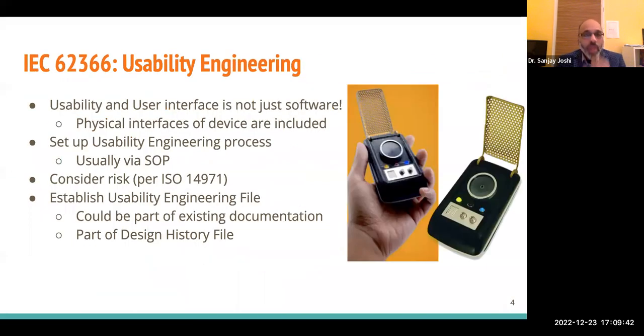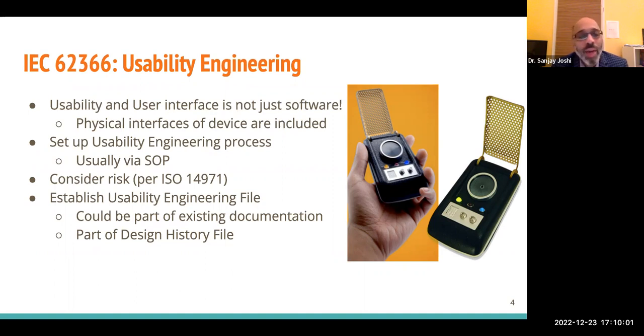Now we'll get into today's topic called usability engineering. And I love this picture. If you are too young to remember this, this was actually the precursor to all the cell phones. This was a tricorder used in Star Trek, the original TV series. I grew up watching this series.